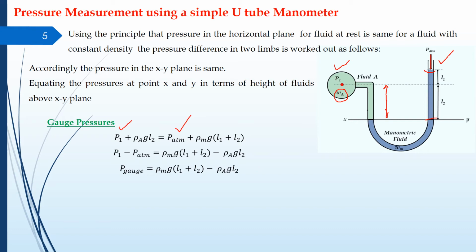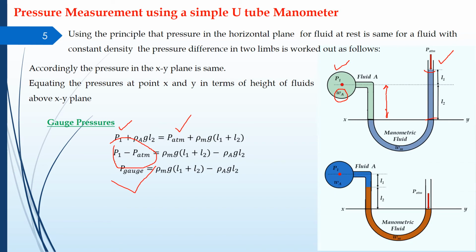So P1 minus P atmospheric will be equal to rho m g (L1 plus L2) minus rho a g L2, and we have this equation and we can write P1 minus P atmospheric as your gauge pressure. Okay, so gauge pressure will be given by this equation. So in this type of manometer, whatever values will be given to us, we will put those values and find out the unknowns, and certainly the unknown in this case will be your pressure. So we have another configuration in which we will try to measure the vacuum pressure.